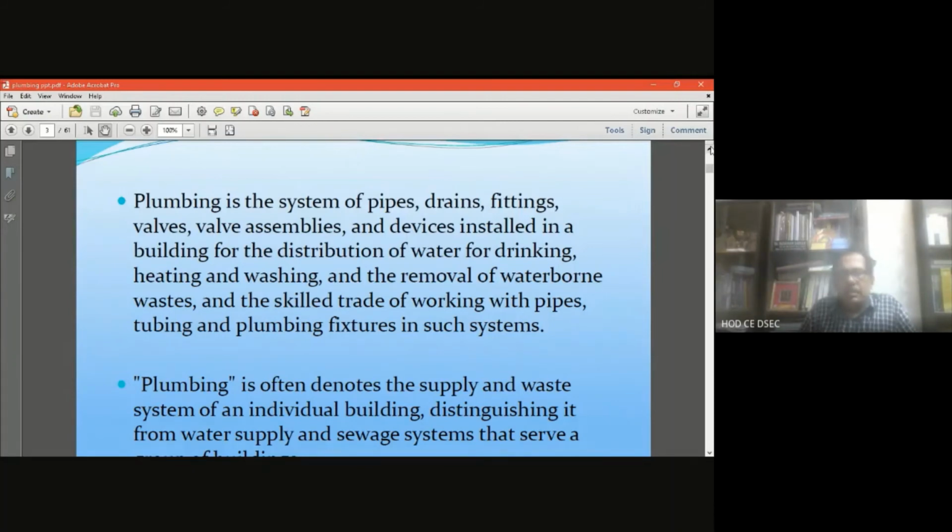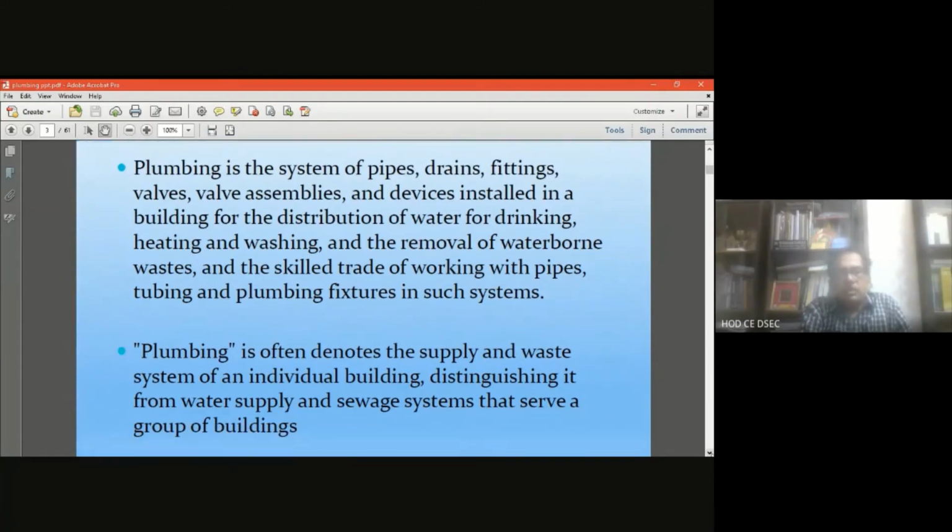Without plumbing, the construction is incomplete, because ultimately it helps with drinking water supply as well as removing water from waste, and simultaneously for emergency conditions like firefighting also. This plumbing part is very, very important. It is not limited to the pipes but also includes the drains, the various fittings we have discussed, the valve assemblies, and the other devices.